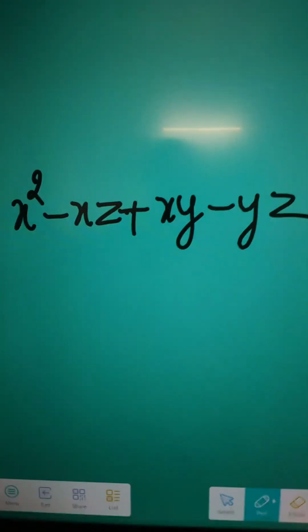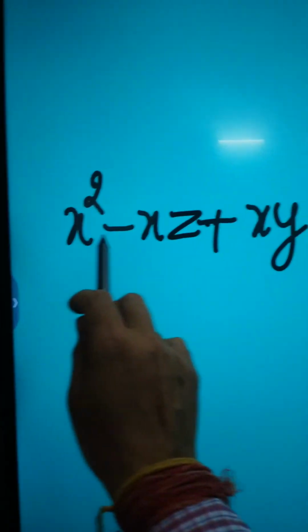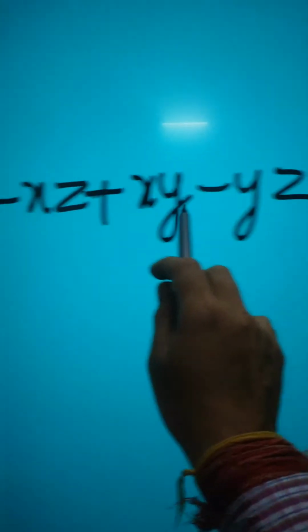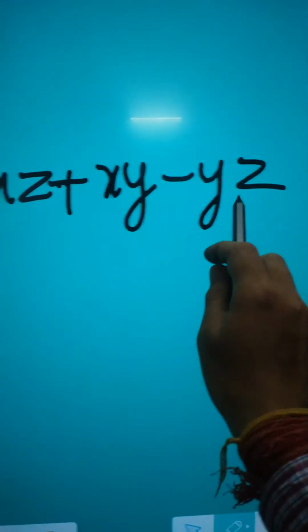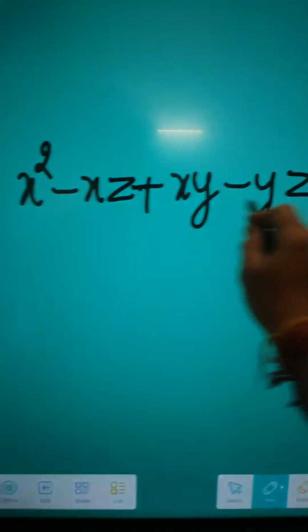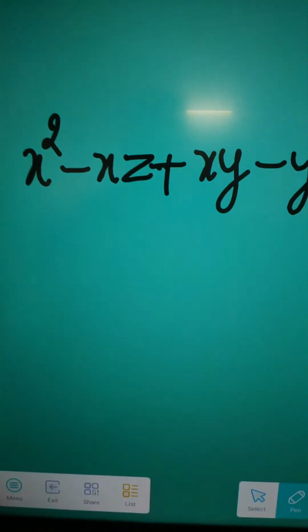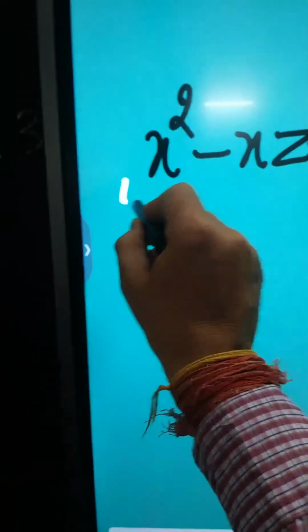So in this you are seeing that we can't apply the first method, common in all. In this x is here, but there is no x here. In this there is only x, there is z, there is y, there is z. So in all 4 terms there is nothing common. In all 4 there is neither x common, nor y common, nor z common. So we will factorize by making groups of terms.